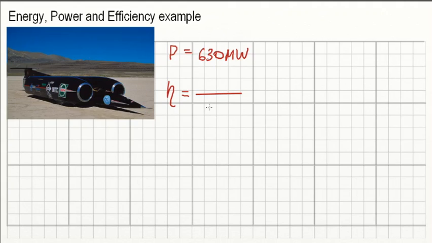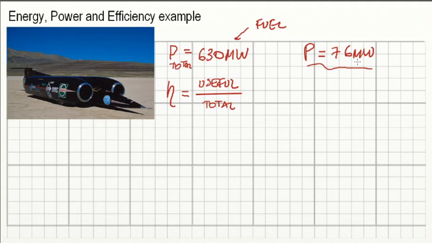Or, well, it's power output, right? So if I have a power here, I'll just compare powers. So this will be useful power over total power. And this is actually the total power. This is how much power is being given by the fuel. Our useful power is the one that we saw just now, 76 megawatts. This is the one that we actually make use of. So this is the power that was converted into kinetic energy. So this is the useful one.